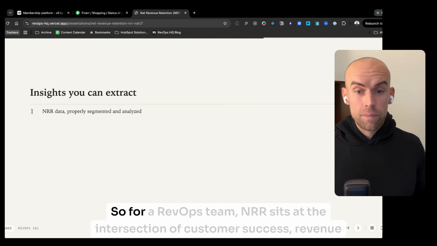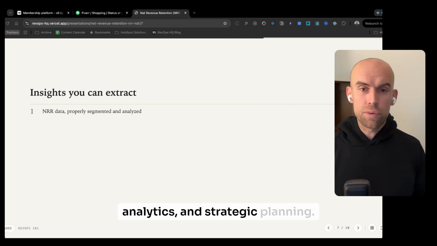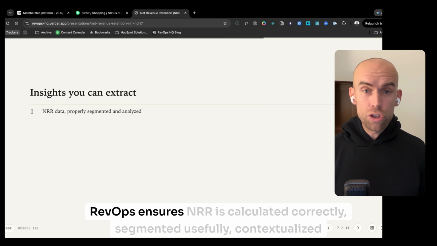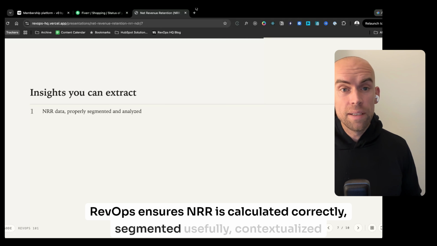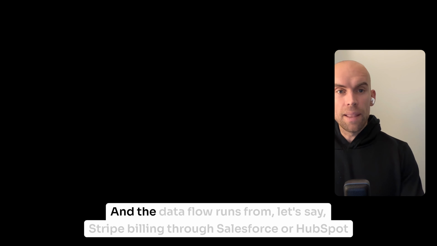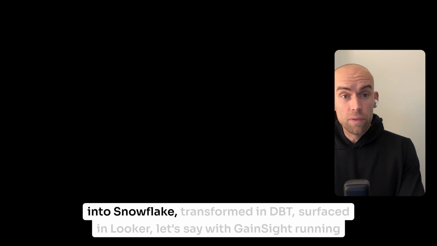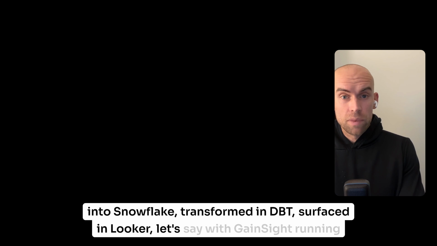For a RevOps team, NRR sits at the intersection of customer success, revenue analytics, and strategic planning. RevOps ensures NRR is calculated correctly, segmented usefully, contextualized appropriately, and used to drive decisions rather than just reported as a vanity number. And the data flow runs from, let's say, Stripe billing through Salesforce or HubSpot into Snowflake, transformed in dbt, surfaced in Looker, let's say with Gainsight running that customer-facing motion.